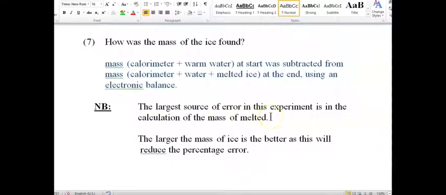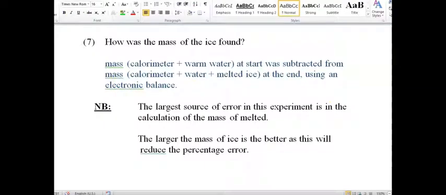When we look at a Leaving Cert question in 2 minutes, we will find that the mass of ice is actually the smallest value put into the formula, and if you get that wrong, your percentage errors will be quite large. So the larger the mass of the ice, the better in this experiment. The larger the mass of the ice that you melt in the warm water, the better, as this will reduce the percentage error. And I think now what we will do is have a quick look at a Leaving Cert question on this topic.